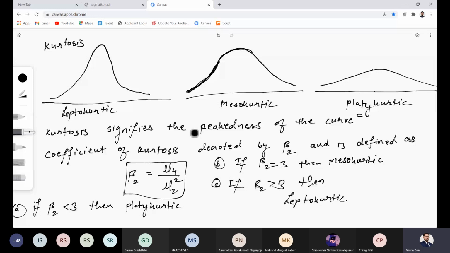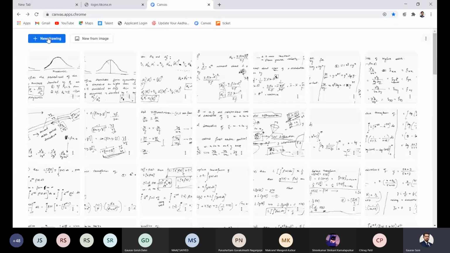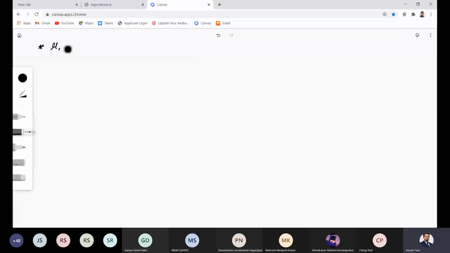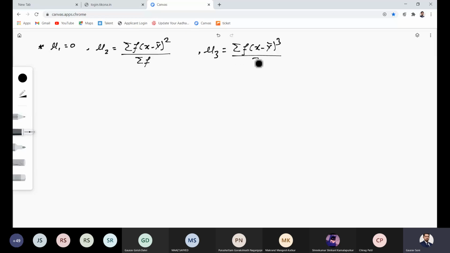So that's all about the moments. I'll just enlist the formulas and we won't go for examples today as there was a lot of theory part. You take a screenshot of it and keep it with you for tomorrow's lecture. Mu 1 is 0. Mu 2 is equal to summation f (x minus x bar) square upon summation f. Mu 3 is summation f (x minus x bar) cube upon summation f, and mu 4 is summation f (x minus x bar) raised to 4 upon summation f.